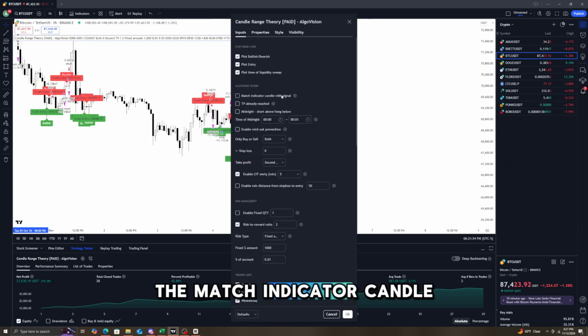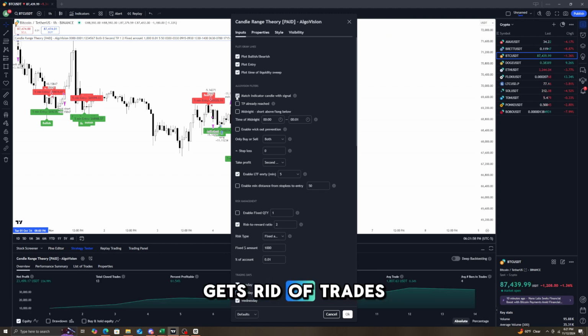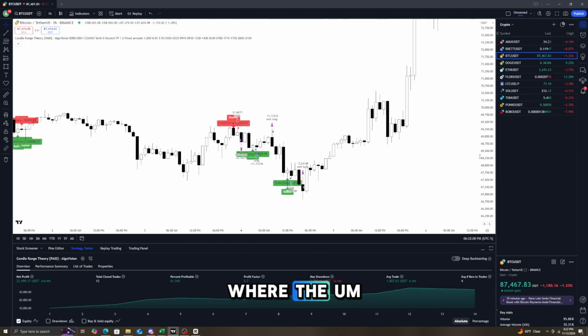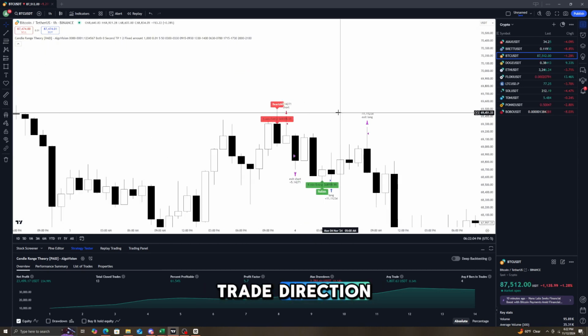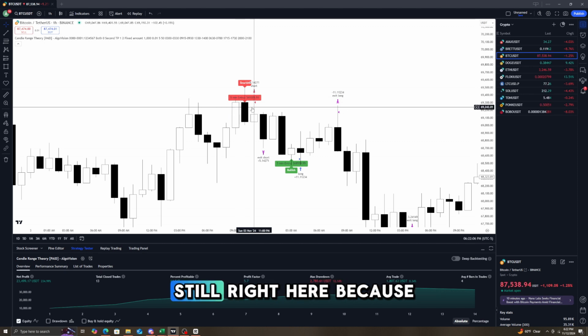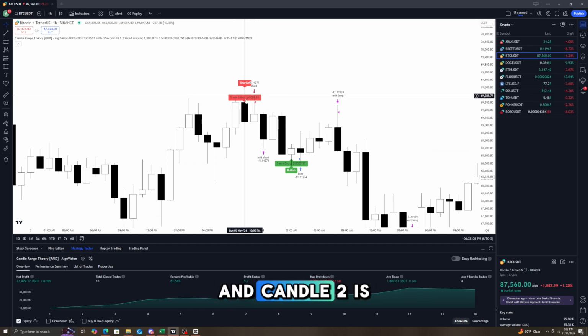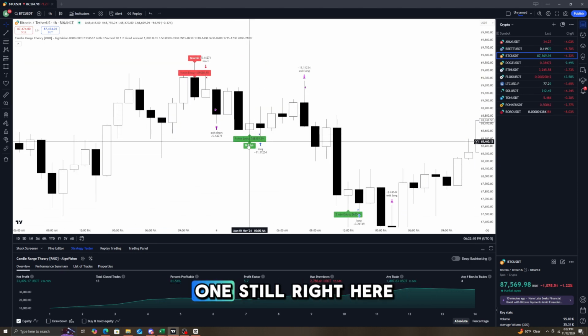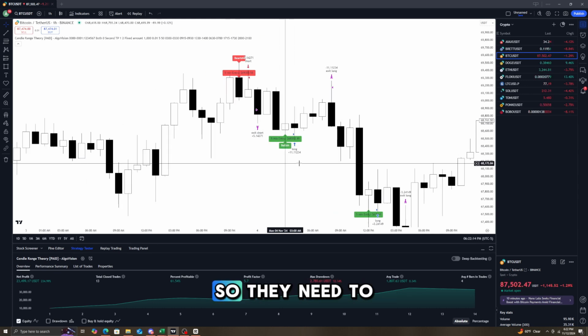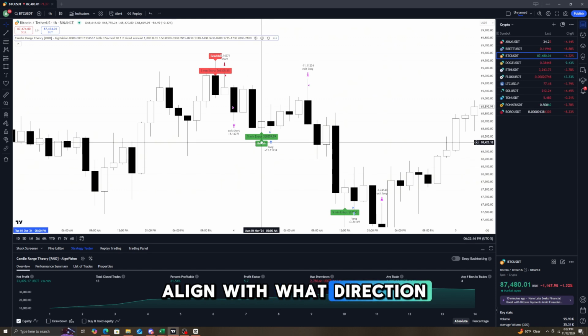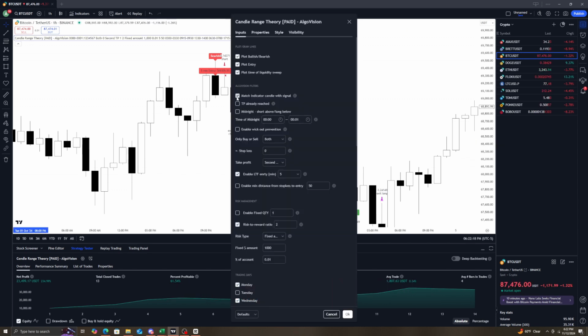The match indicator candle with the signal, this filter right here gets rid of trades where candle 2 does not line up with the trade direction. So for example, it's calling this one still right here because it's a bearish signal and candle 2 is bearish. Then it's calling this one still right here because it is a bullish setup and candle 2 is bullish. So they need to align with what direction it's giving the signal in.